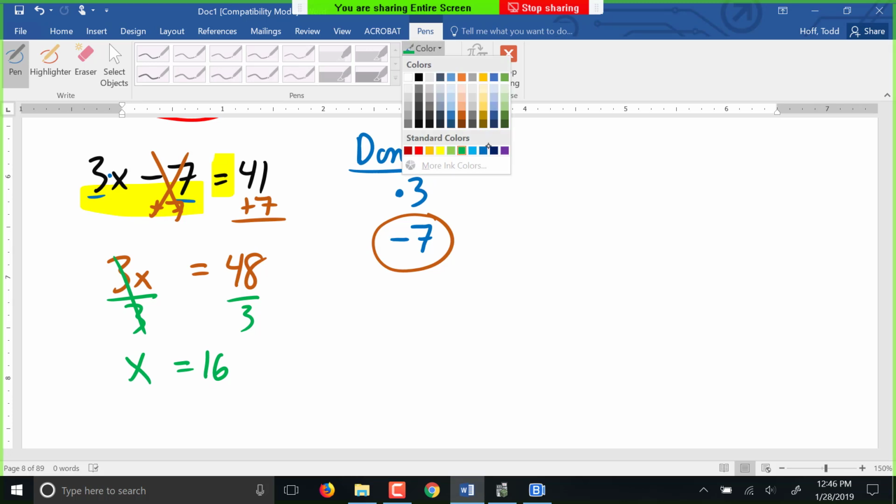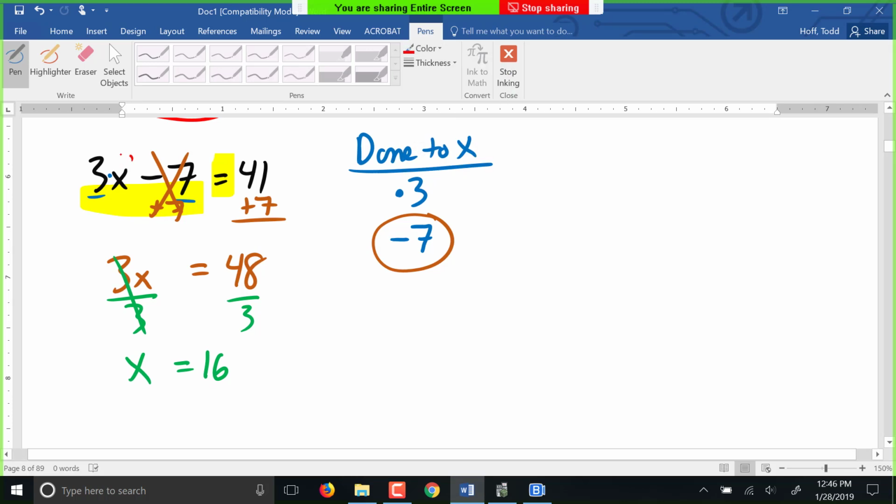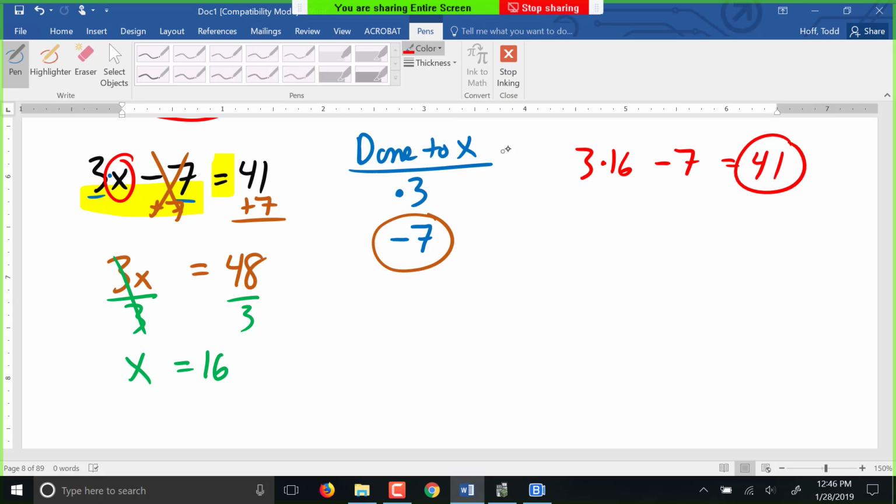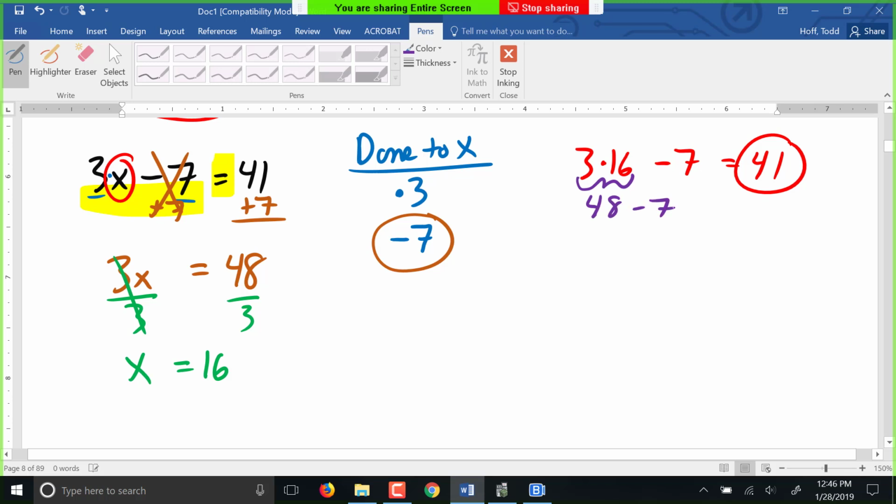Now again, we can double check by putting that back into the original equation where the x is. Instead of 3x, we use 3 times 16. Minus 7 equals 41. Well, the right side's already just a single number. So now we're going to reduce the left side. 3 times 16 is 48. And minus 7 is 41. So we have the same value on both sides.